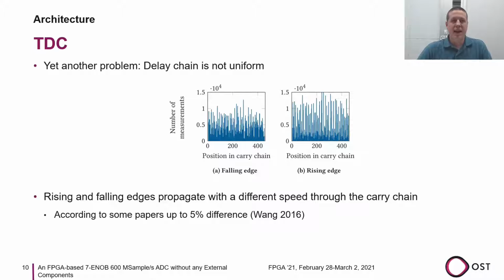Yet there is still another problem. The delay chain is not uniform. If a clock that is not correlated to the sampling clock is fed into the delay chain, a histogram has shown results. If the delay chain would be ideal, the histogram would be flat. However, as it can be seen, this is not the case. One reason for that is that all carry elements have a slightly different delay, and also the larger delay between two slices has an impact here. Another influence might be the fact that the rising and falling edge propagate with a different speed through the delay chain. According to some papers, one edge is up to 5% slower than the other.